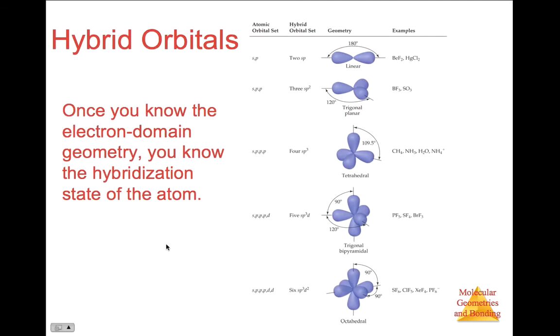So once you know the electron domain geometry, you also know the hybridization state of the atom. In this case, linear, hybridized sp. 1, 2, 3 domains, you now know it's sp2. 1, 2, 3, 4 domains, now it'd be sp3 hybridized. If there's 5 domains, it's sp3d. If there's 6, it's sp3d2 hybridized.